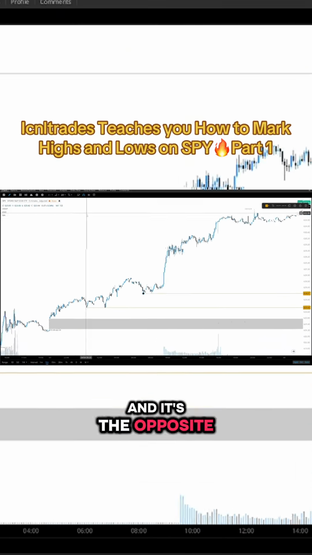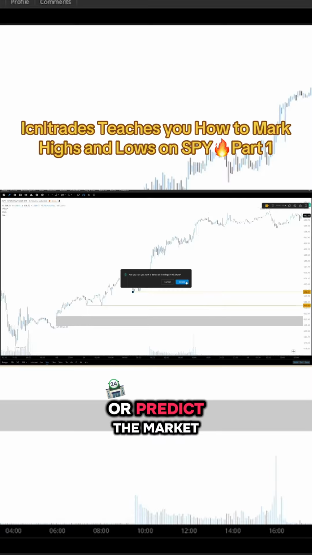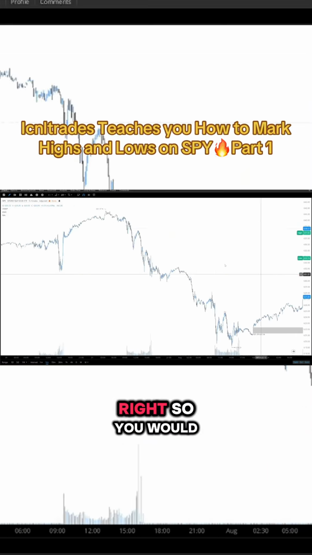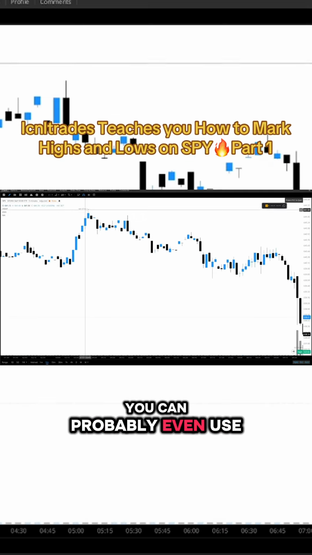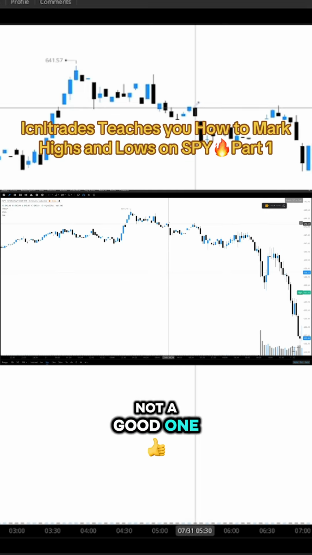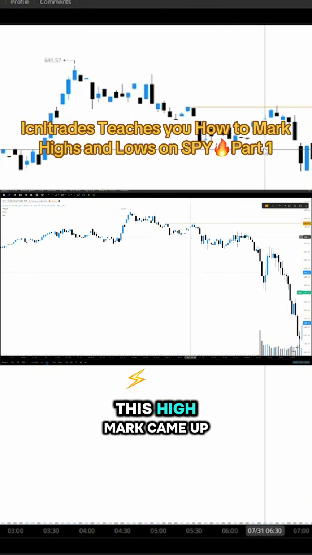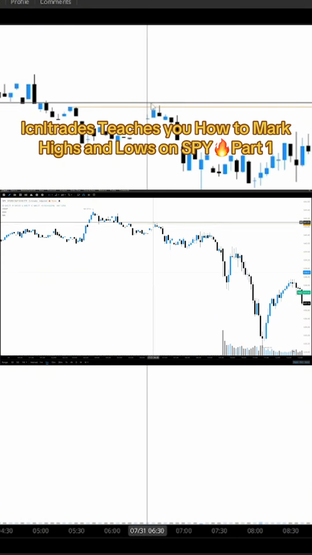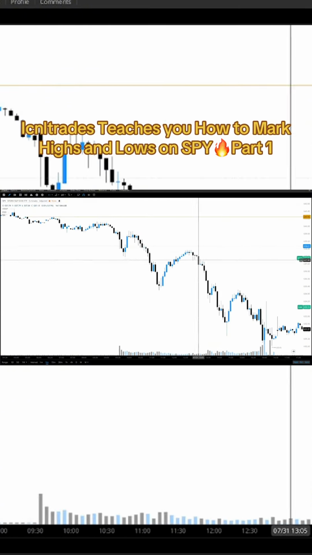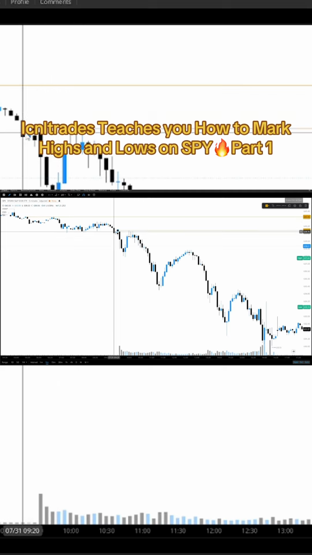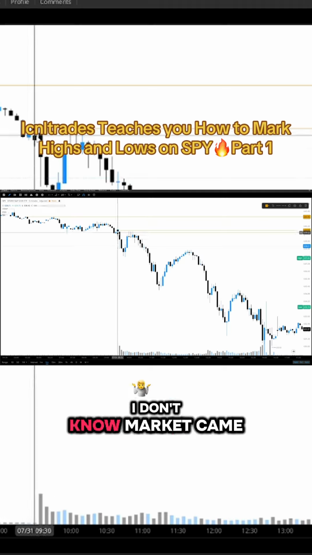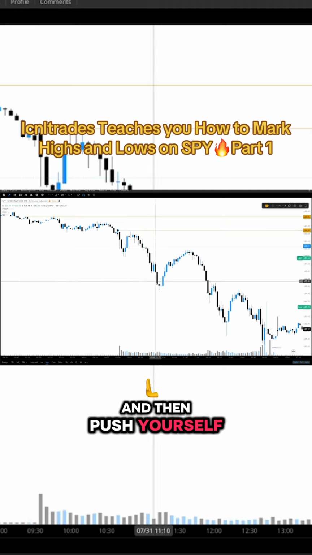And it's the opposite if you want to do puts or predict the market is going to go down, right? So you would simply find something like, you can probably even use, not this one. That's not a good one. Probably use this one, this high. Market came up, pushed itself back down. Let's find another one. Right here. Market came back up and then pushed itself back down.